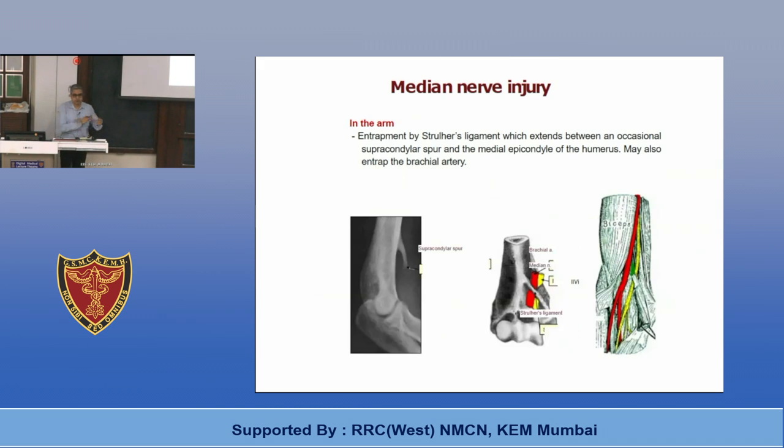One of them: Struthers ligament from the supracondylar ridge reaches to the medial epicondyle; the arch comes from this thing to the medial epicondyle. This ligament comes, it will compress the median nerve. Sometimes the brachial artery is also compressed. So this is the ligament, Struthers ligament, which causes this compression. So what will happen? All the muscles are paralyzed. The forearm muscles are paralyzed. How do you test?